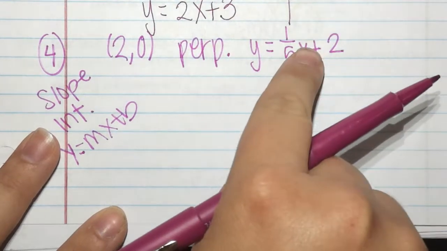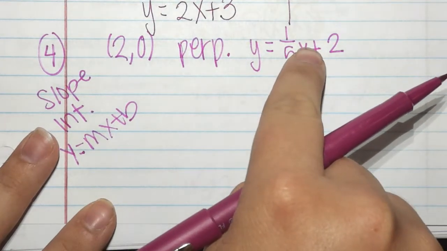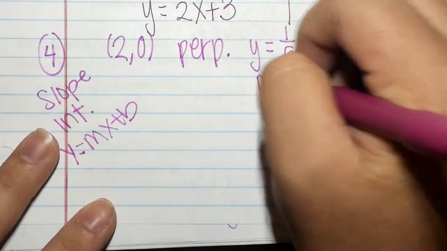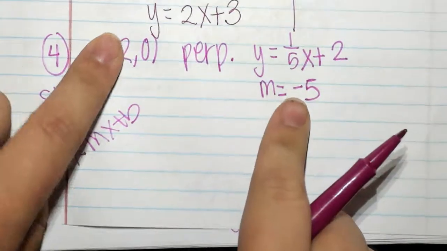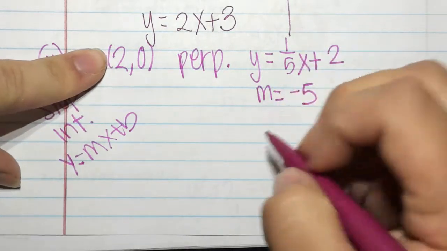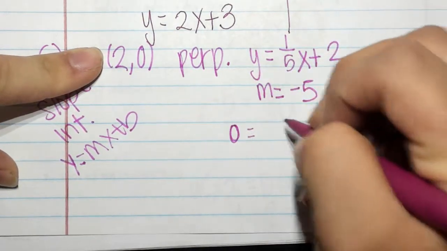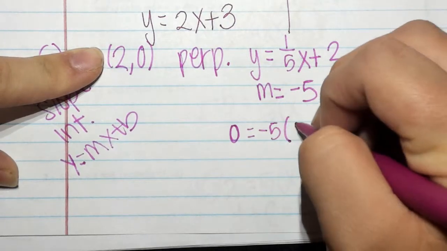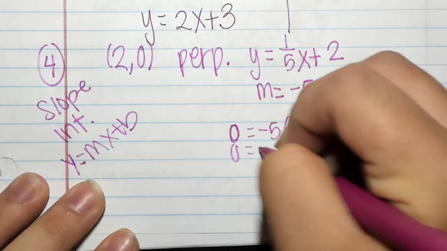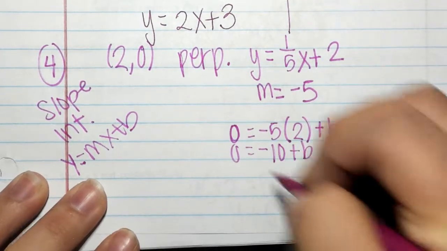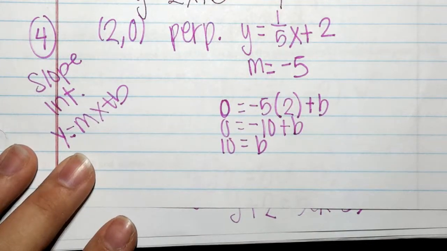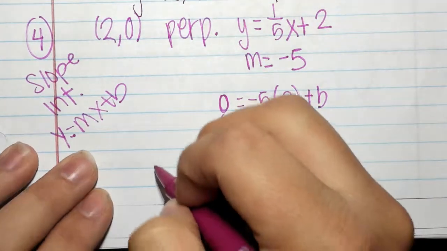Well, what's the slope of this? Okay, well, if a line is perpendicular, what is the slope of the new line? -5. Okay, well, now we're back to step 1. We have M, but we don't have B. Can you find it? Well, your y is equal to 0. M is -5. X is 2 plus B. So now you just have to plug it in.